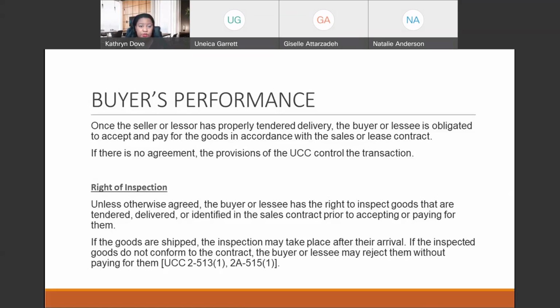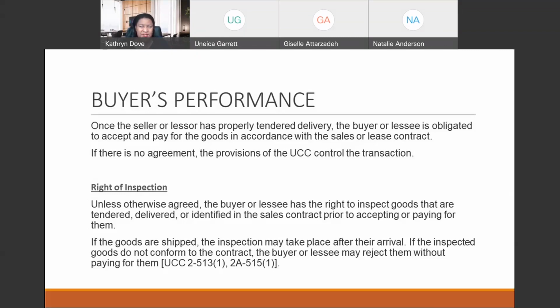If there is no agreement as to how this is going to be performed, then the UCC provisions will control. There's a right of inspection. The buyer has the right to inspect the goods that are tendered, delivered, or identified in the sale contract prior to accepting or paying for them.